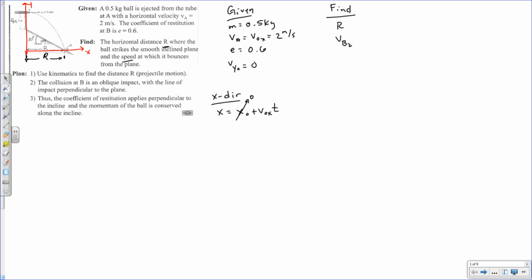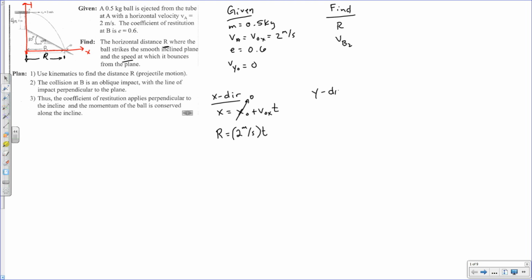V naught x, I'm aware of what that is. And this distance x on the left-hand side of the equation is the final location that I'm interested in. It turns out I want to know R, and that's going to be equal to v naught x times t. So v naught x is 2 meters per second times time. In order for me to determine what the distance R is, I need to figure out what the time is. We've seen this 100 times already in this class.